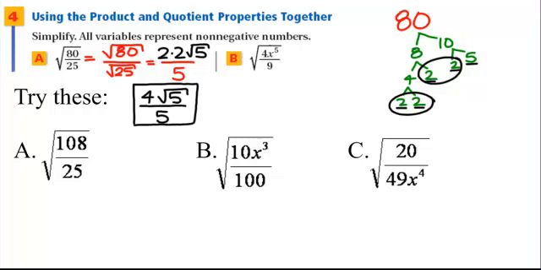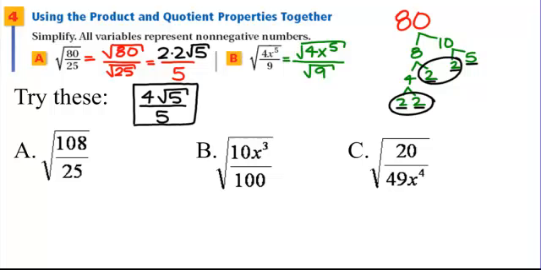So we can do the same thing for B. Square root of 4 times x to the 5th, all divided by 9. So your numbers, 4 and 9, can't be simplified, but they're perfect squares, so that makes us happy. On the top, we could write it as the square root of 4 times x to the 5th. And on the bottom, we'd have the square root of 9.